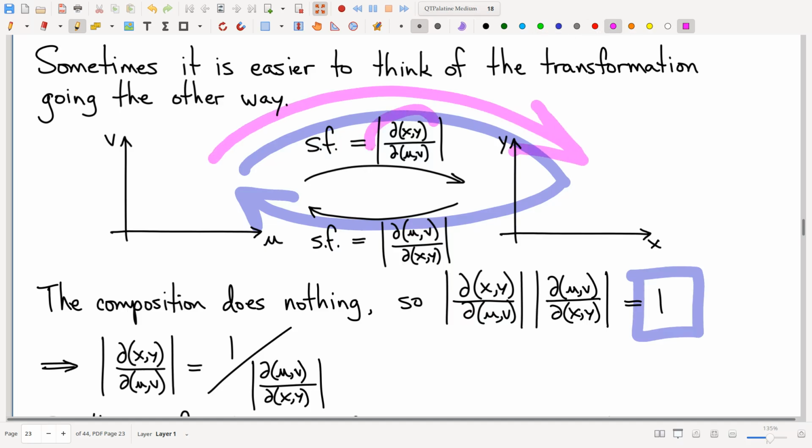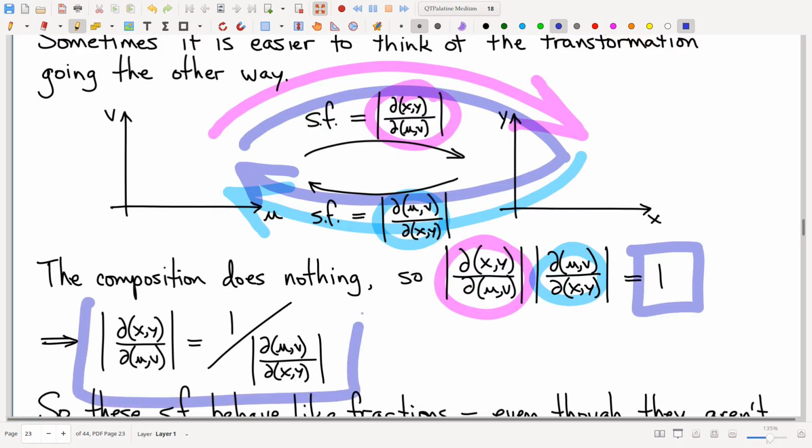And what that tells you then is that the product of that stretching factor and, oh gosh, color choices, and this stretching factor, that product has to be 1. And of course that means that these two factors are reciprocals of each other.